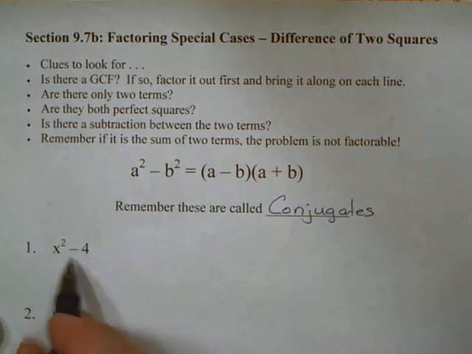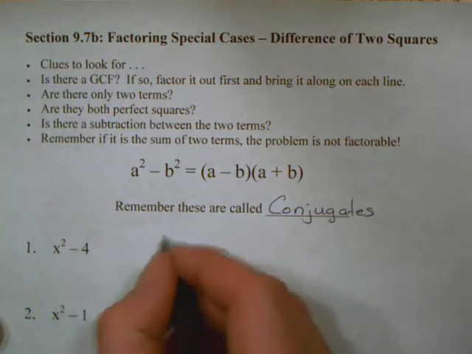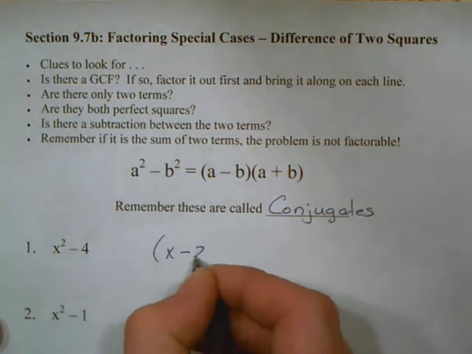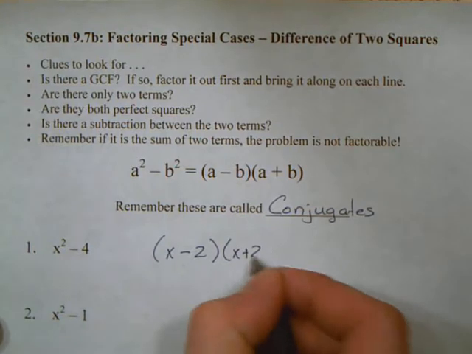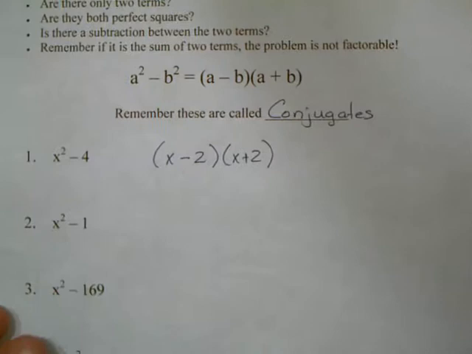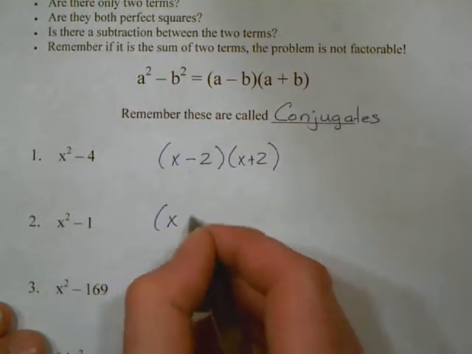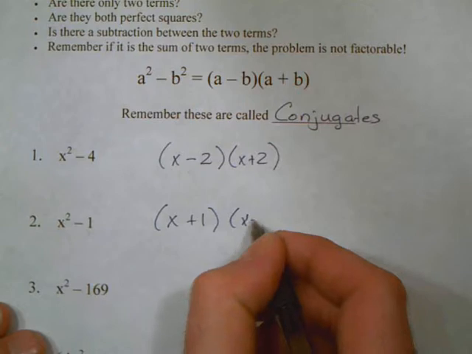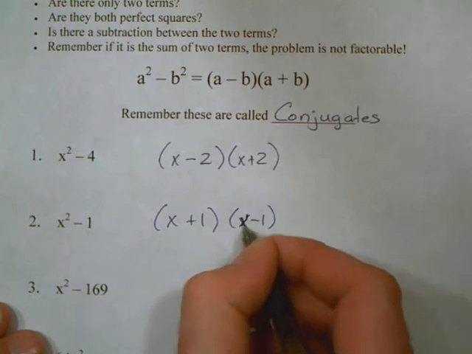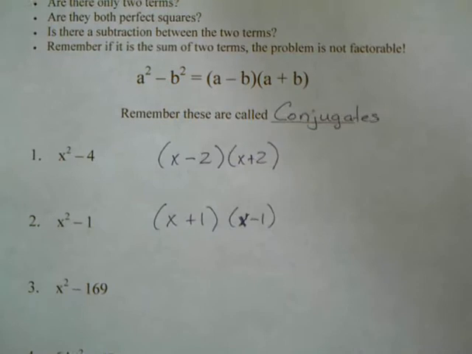Well, let's apply that idea. X squared minus 4. The first one's a perfect square, the second one's a perfect square with a minus in between. So the factored form is x minus 2 times x plus 2. Just as easy as that. Our next one, once again, they're both perfect squares with a minus in between. So it's x plus 1 times x minus 1.